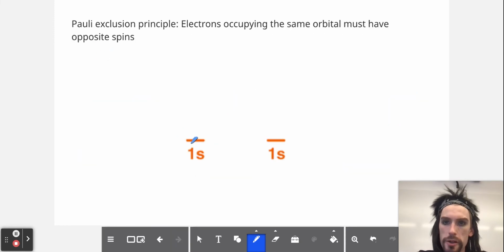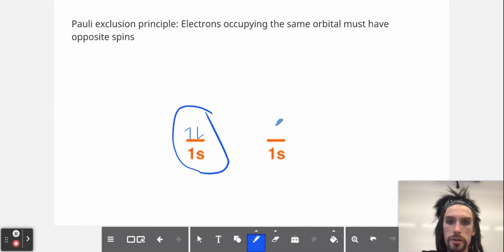Finally, we have the Pauli exclusion principle, which states that electrons occupying the same orbital should have opposite spins. So 1 up, 1 down. This is good. And what you shouldn't do is have 2 up or 2 down. This would be bad, because actually, if you had 2 electrons that had the same spin, they would be exactly the same in every single way.